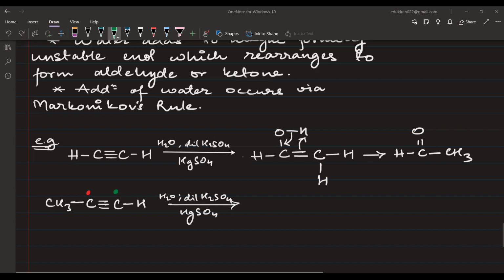Please write the answer in chat. OH will attach to the red carbon atom or the green carbon atom? I've got only two answers. OH will attach to which carbon atom, red or green?